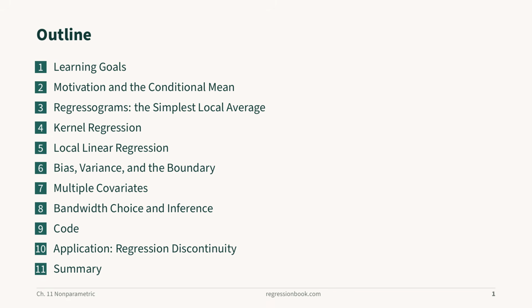We begin with the conditional mean and the simplest local average, then move through kernels, local polynomials, bandwidth choice, multiple covariates, inference, code, and the connection to regression discontinuity. The chapter closes with a practical checklist and summary.